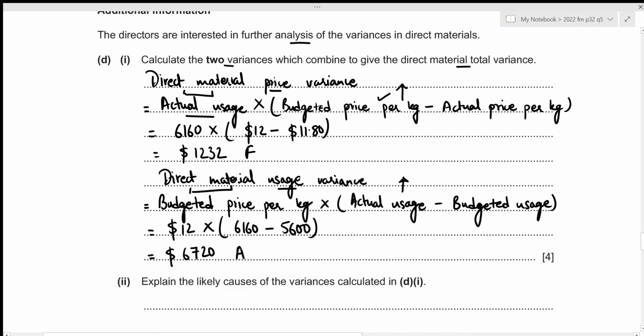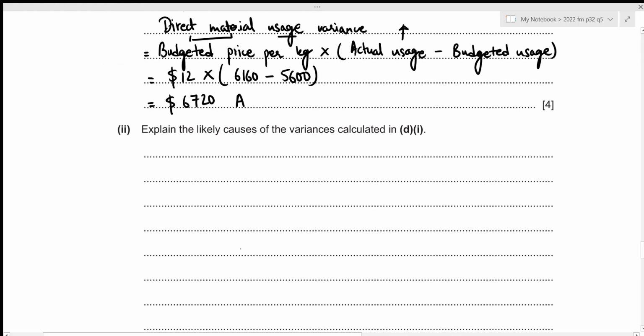This concludes the first section of part D. Now for the second section, we need to explain the likely causes of the variances calculated in the first part. Firstly, let's talk about the direct material price variance.